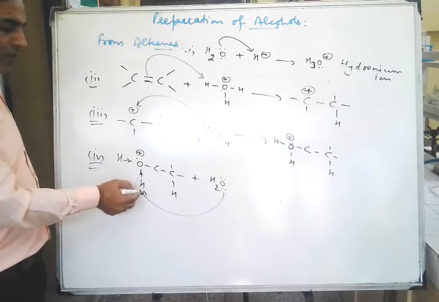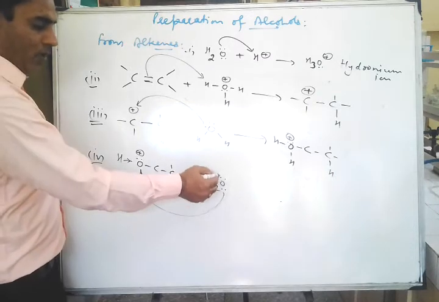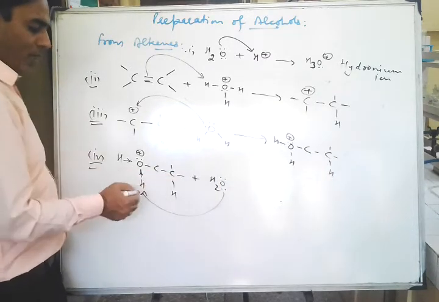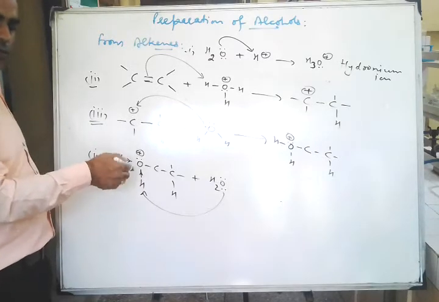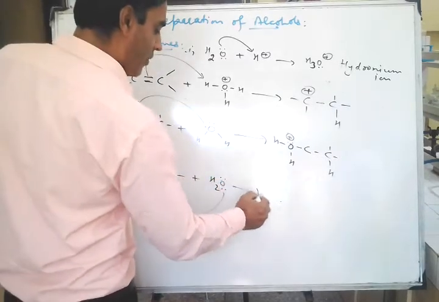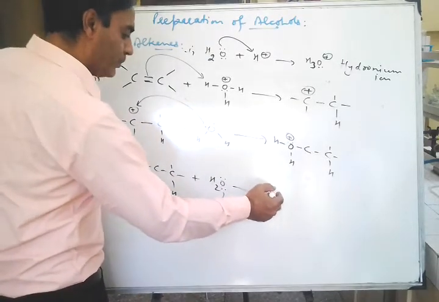So you can remove either this hydrogen or this hydrogen. So this water molecule, because it carries two electron pair, it will remove H plus ion from this protonated water molecule, which is bonded to this part of the molecule. You can remove it now.